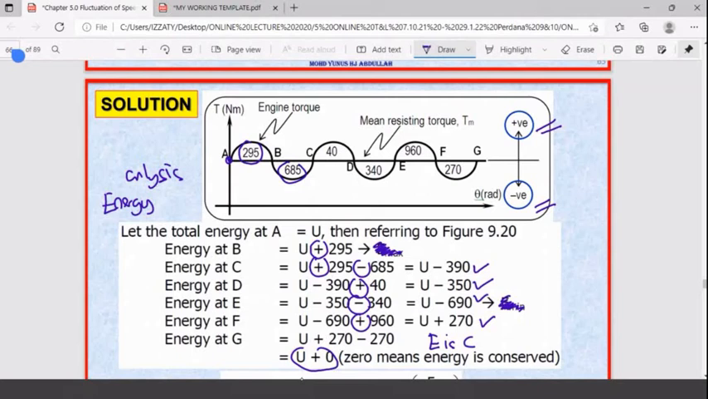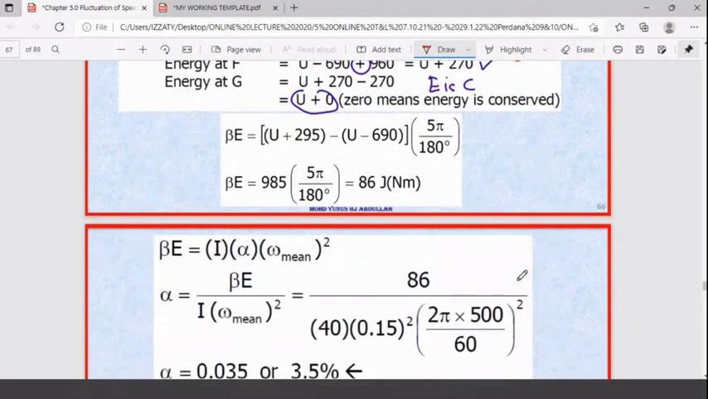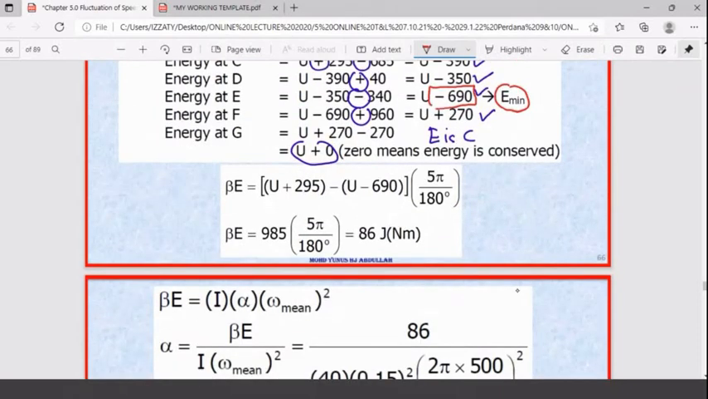As you get 0, then only you check along the line where will be the maximum and where will be the minimum. So if I look at here, I'll be looking at plus 295, and also I'll be looking at negative 690. So this one is my maximum, this one is my minimum. Then you put into the equation. Remember, beta E is E max minus E min. You put in the numbers, you will be getting 985.